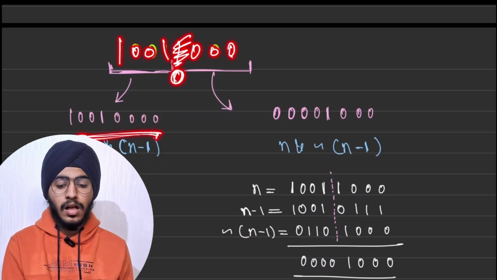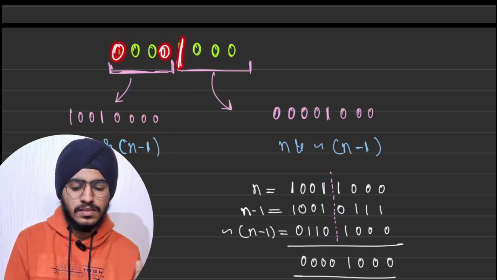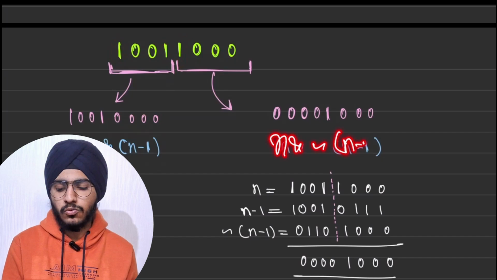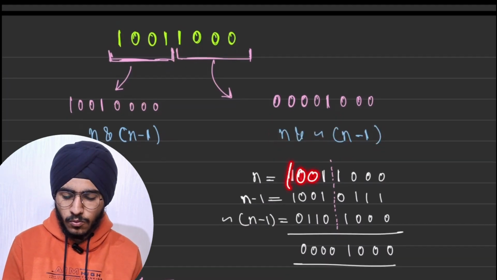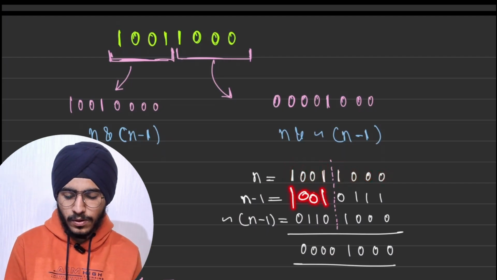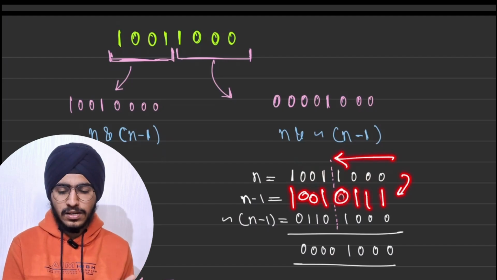Now if I want you to give me this rightmost set bit and make all the others 0, then what will you say? Do n and not of n minus 1. Why? For example, n is 1001 1000, right? n minus 1 will be 1001 0111, the opposite from the rightmost set bit, right?